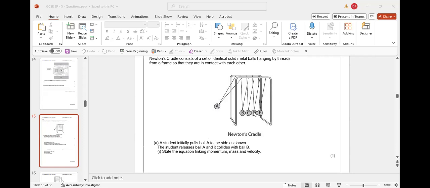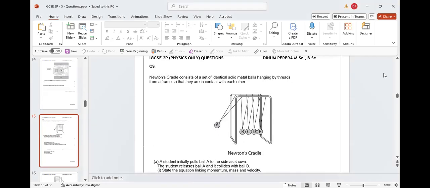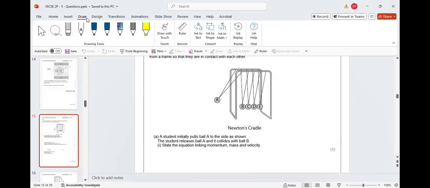Whenever they ask you to write an equation, you should write the same wording as they mention. Do not write your own version. So you will write momentum equals mass times velocity, or momentum is equal to mass times velocity, or m into v.